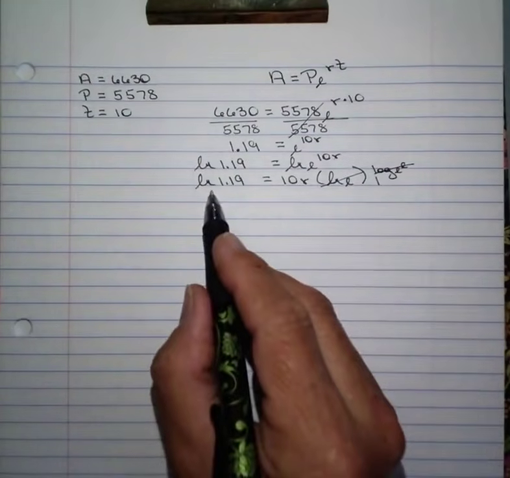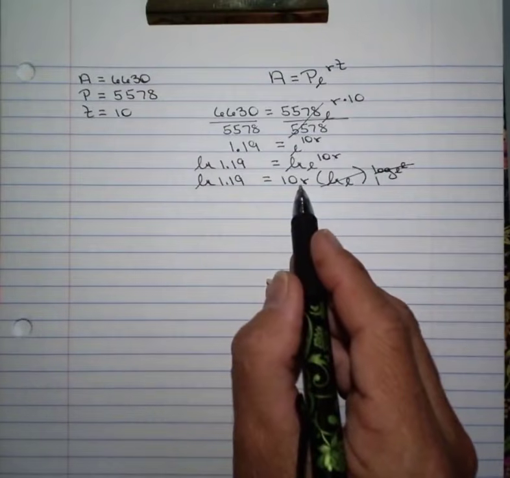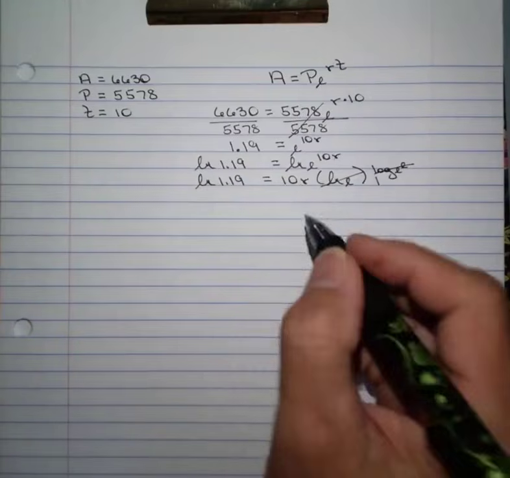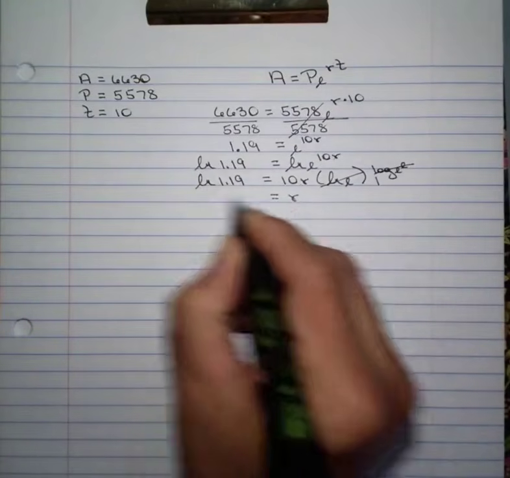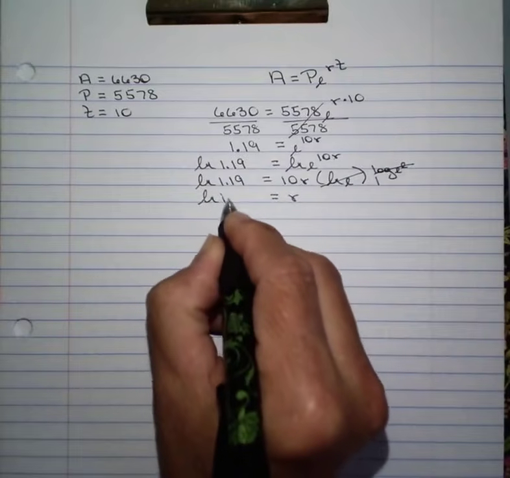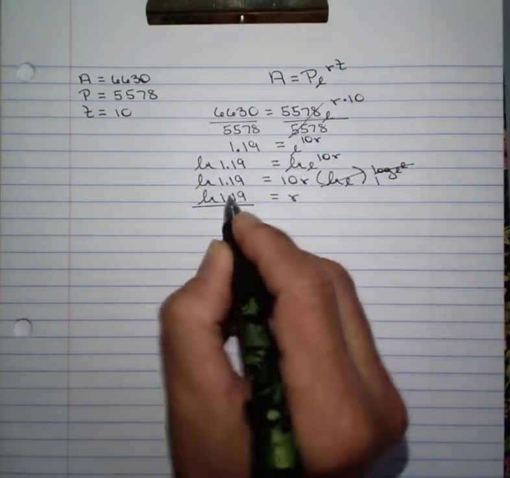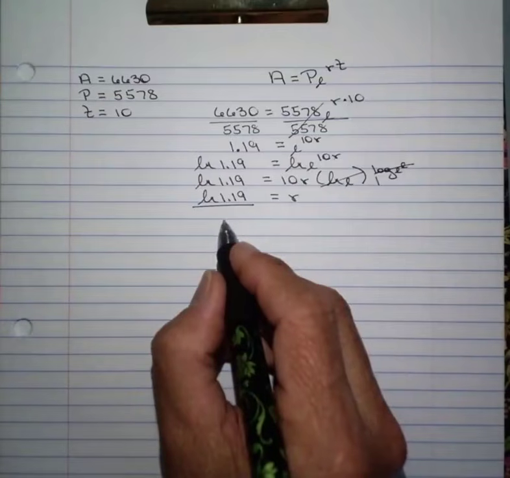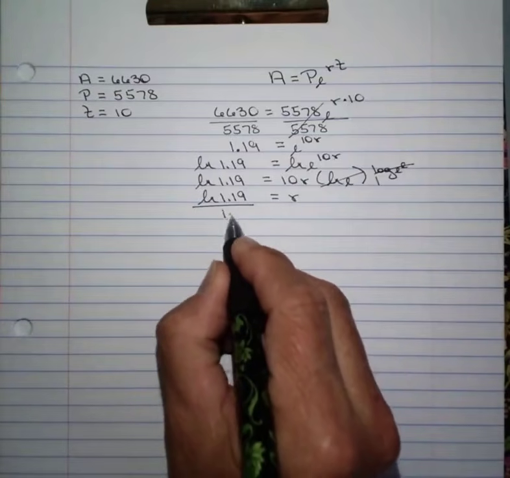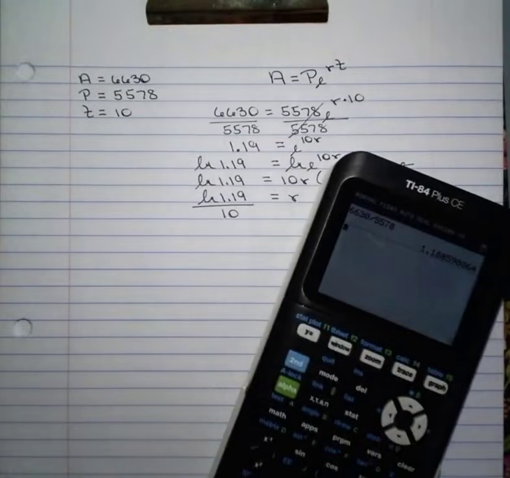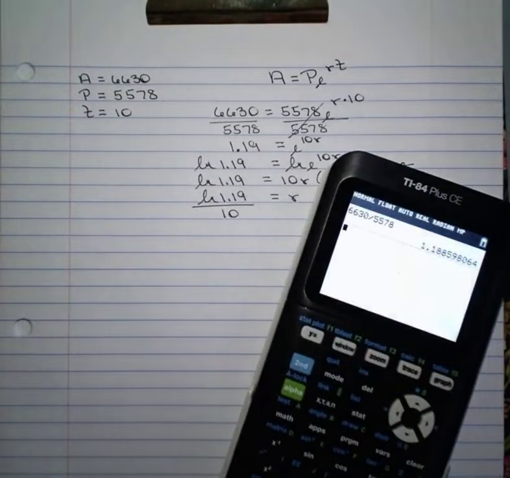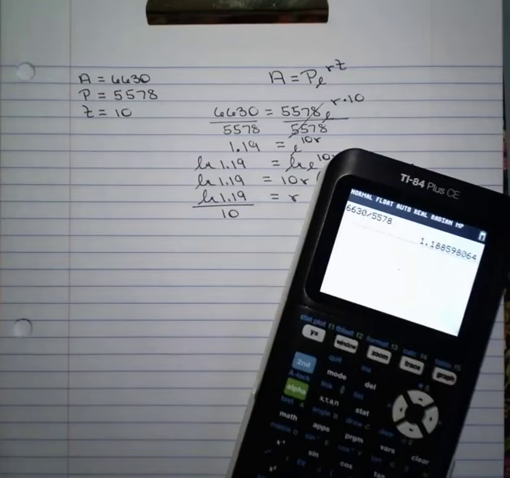So now I've only got the log on one side, don't I? And all I have to do is say, well, how would I solve this? I would simply take it and divide both sides by 10. So r would be the natural log of 1.19 divided by 10. That's not too bad to type into my calculator, and that's the exact answer. Let's see what the natural log of 1.19, close parentheses, divided by 10 gives me.